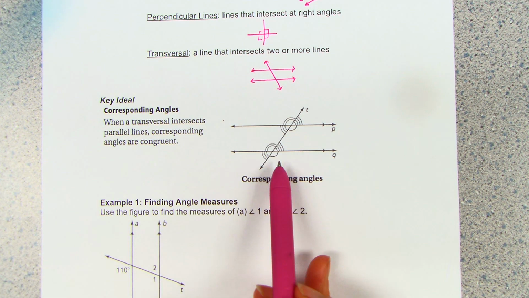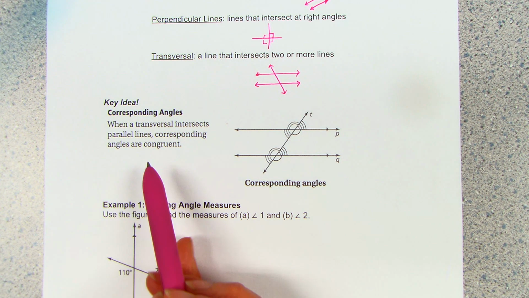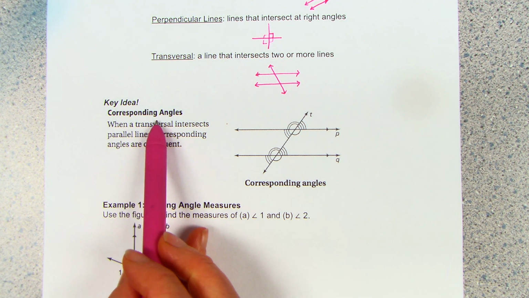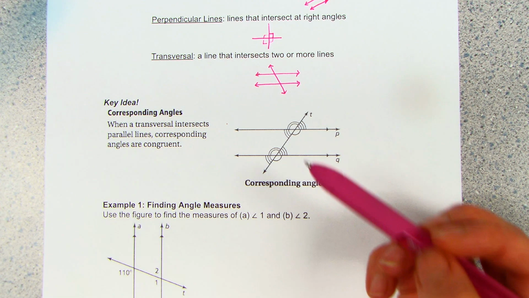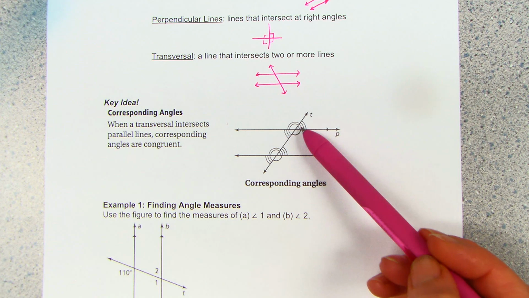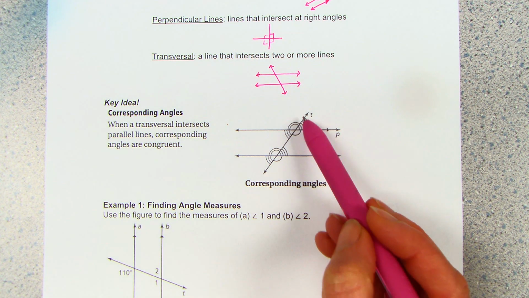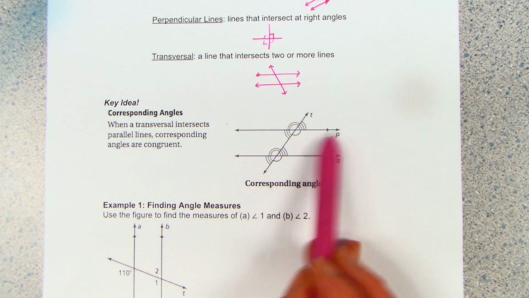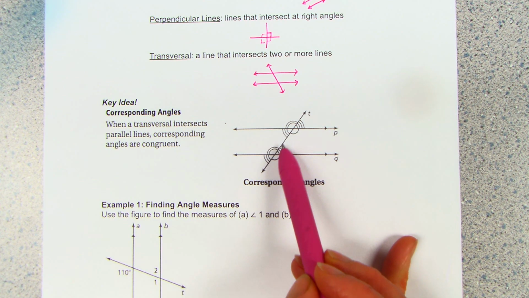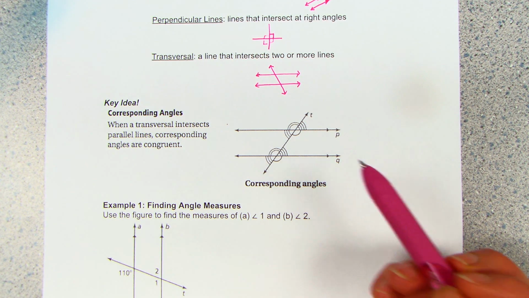Big key idea here. We've got a lot of vocabulary in all of chapters 1, 2, and 3. The idea of corresponding angles. When angles are corresponding, it's like you could take one and slide it up to the other. Corresponding angles are equal to one another. So when a transversal intersects parallel lines, then the corresponding angles are congruent.